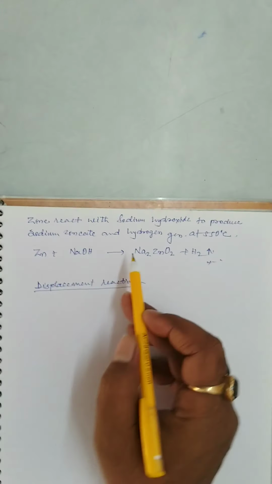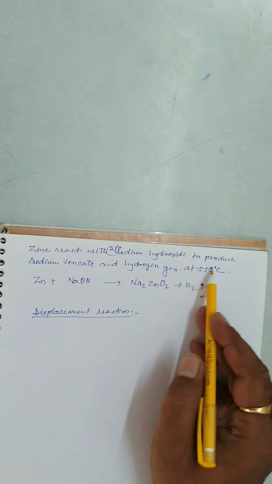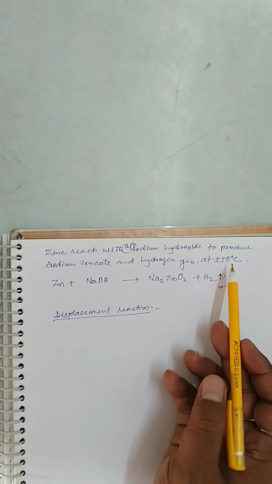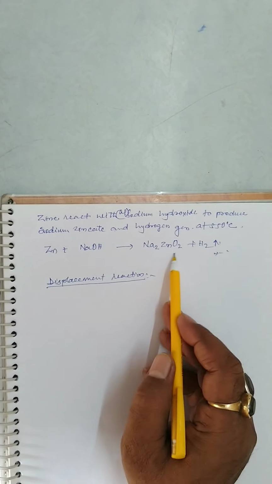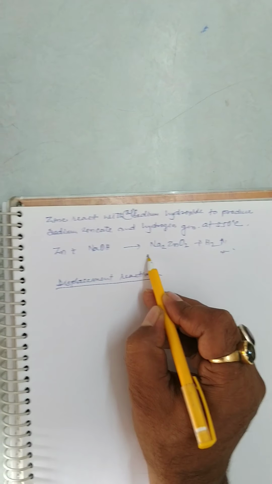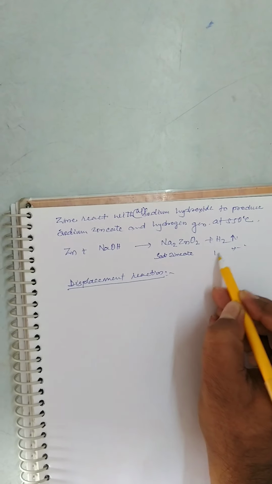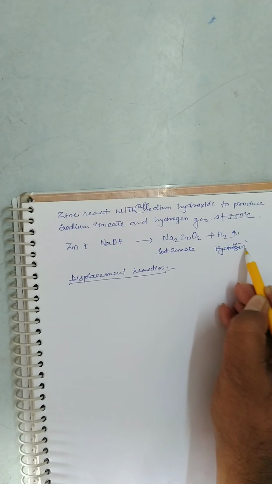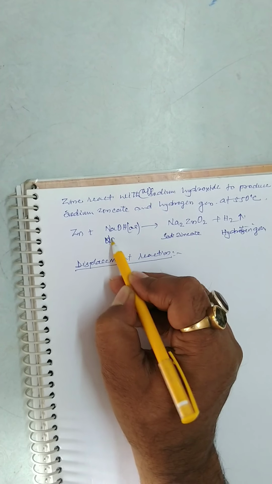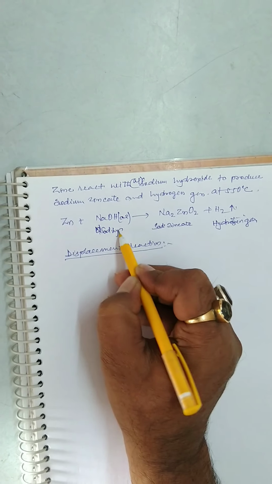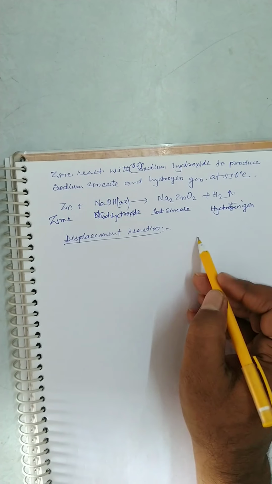Similarly, zinc reacts with aqueous sodium hydroxide to produce sodium zincate and hydrogen gas: zinc plus NaOH gives Na2ZnO2 plus H2. Sodium zincate, hydrogen gas, sodium hydroxide, aqueous, zinc. Thank you.